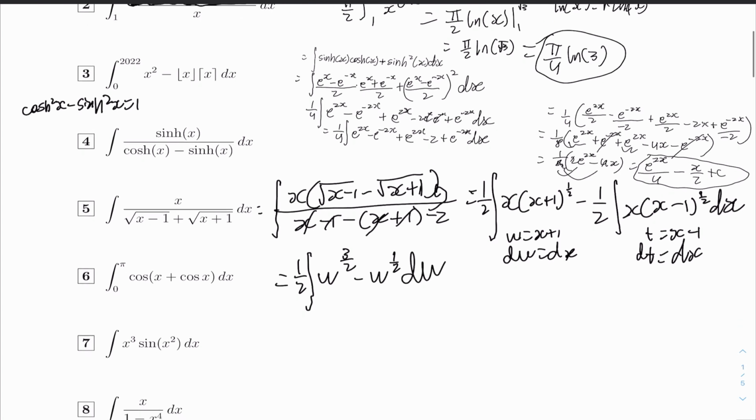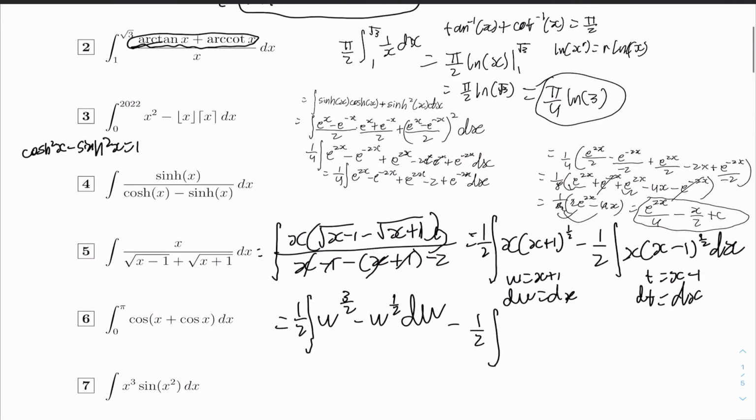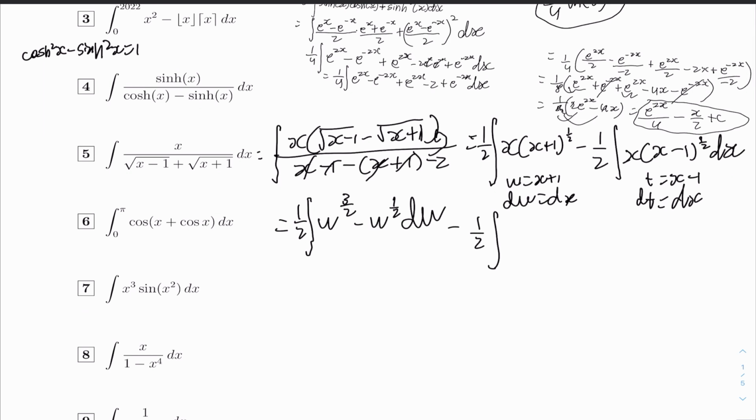and that is because you have x is now w minus 1, that's times w to the 1/2, so we can distribute this like so, and you will have a similar case here, where we now subtract 1/2 times the integral, x is now t plus 1, so we actually have t plus 1 times t to the 1/2, so you'll get now t to the 3/2 plus t to the 1/2 dt, and now we can integrate these fairly easily because we just have some power rules to apply.